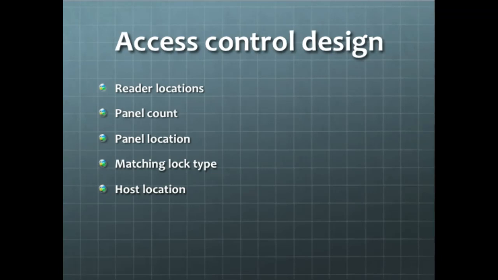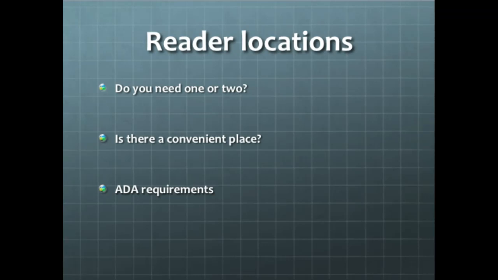And so you have to think about a location for the host, either on the premises, or it could be off premises anywhere in the world if it is a network system. So let's go over each one of those real quick. So reader locations. Do you need 1 reader or do you need 2? Do you need to know in and out history or you just need it in? So you have to determine first, do I need 1 or do I need 2?